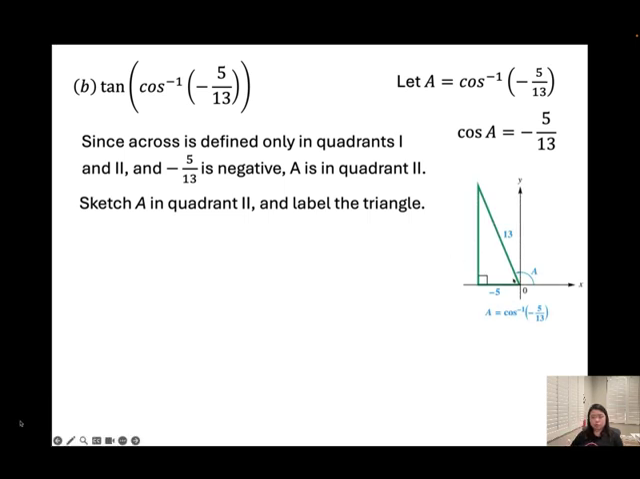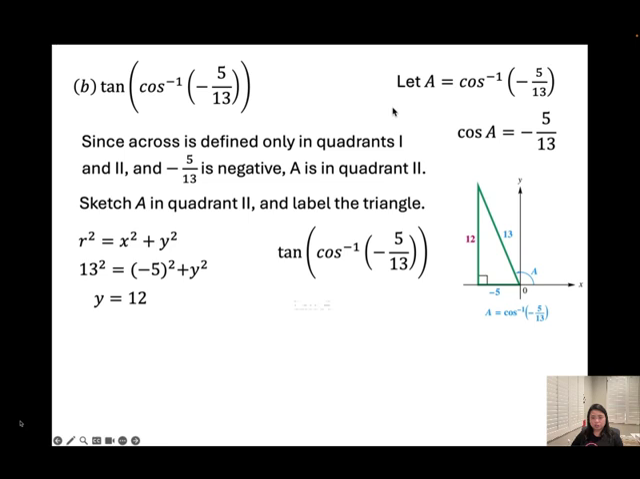So cosine A will be adjacent over hypotenuse. And then let's try to find the opposite. Plug it in. You should get y equal to 12. Now we're going to go back to this expression. So we replace the cosine inverse of negative 5 over 13 with A. And then tangent A will be opposite over adjacent. So that will be equal to 12 over negative 5.